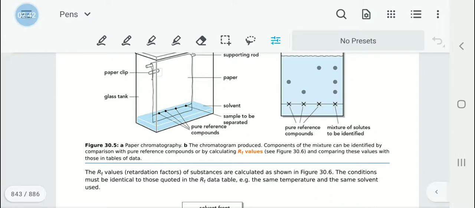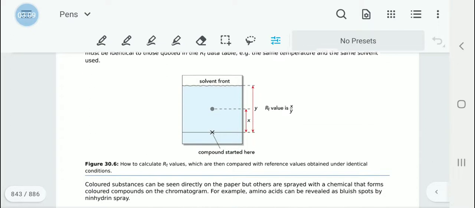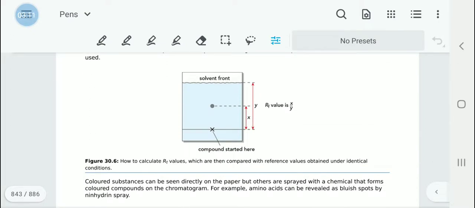The RF values, we call them retardation factors. They would be calculated and given, and if the conditions are identical to those RF values, then we can identify for certainty what it is. That means the same temperature should be used and the same solvent should be used, and then we know how much it has traveled. By calculating the RF values, we can figure out what material it is, right?